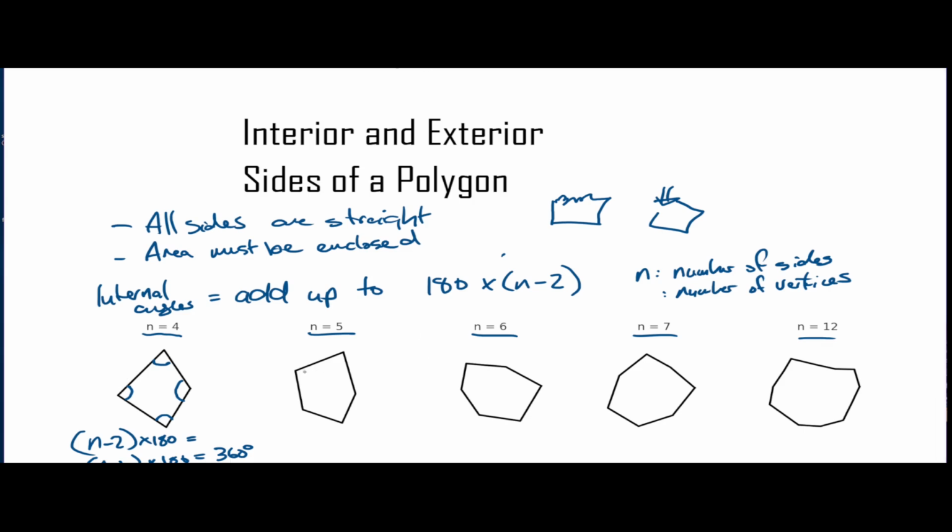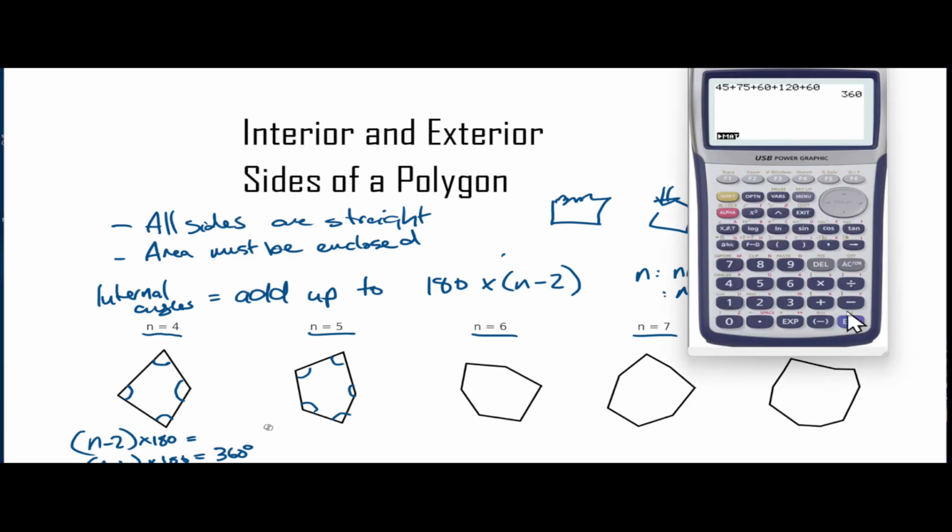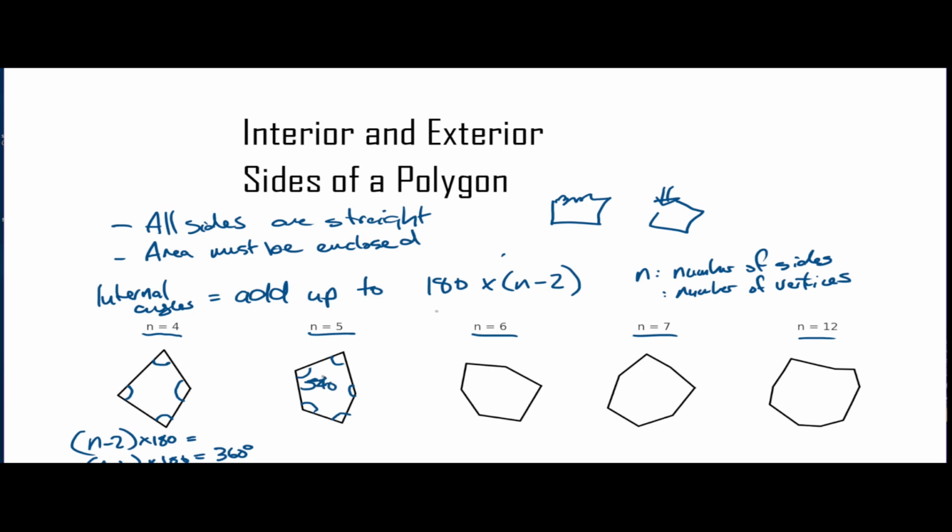Okay. For this one here, 5-sided, this angle plus this angle plus this angle plus this angle plus this angle must add up to, and let's work it out. So n is 5. So 5 minus 2 is 3. Hopefully you didn't need a calculator for that. Times 180 is 540 degrees. So all of these angles add up to 540 degrees.